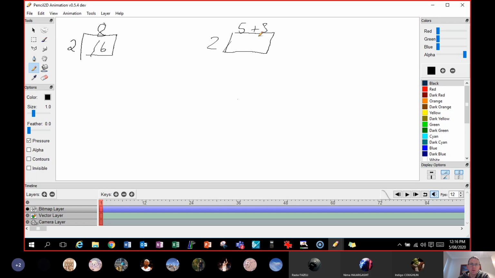Now, remember, we can distribute this. 5 by 2 would give me 10, and 2 by 3 would give me 6. Notice the area is still 16 in total. So this is actually like 2 times 5 plus 3. We've just distributed it here.